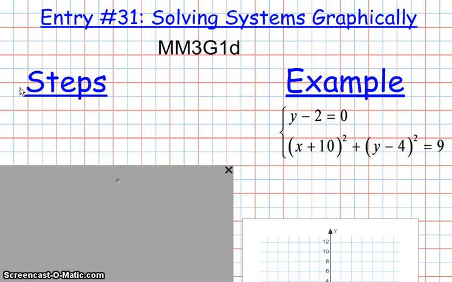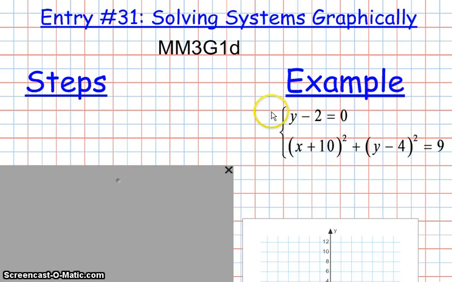For this video we're going to be talking about solving systems graphically. I know it says entry 31, yours may be different, kind of depends on where we're hitting it during the lesson. And the standard we're talking about today is MM3G1D, which essentially is graphing circles and lines together.